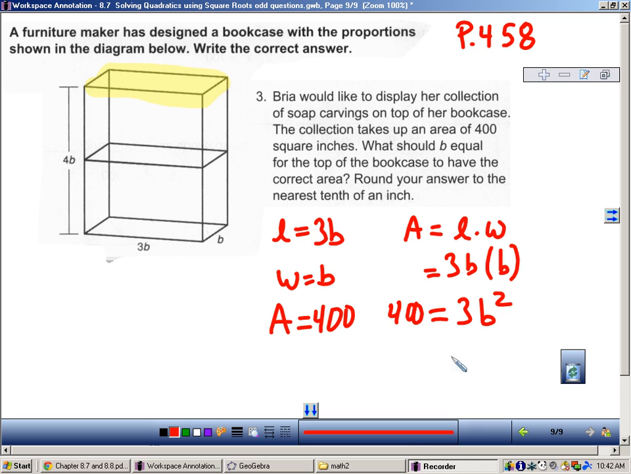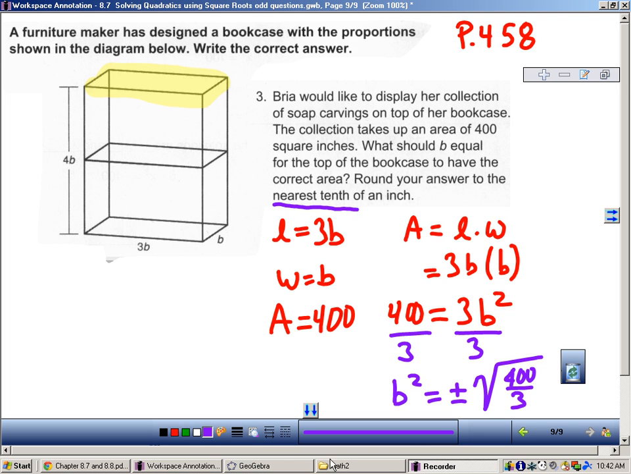And so let's solve. Divide by 3. And so b squared equals 400 divided by 3, so b equals plus or minus the square root of 400 divided by 3. Now again, we can find an exact answer by simplifying this ratio using radicals, using the quotient property. But what I'd like to do now is just use our calculator to find the answer to the nearest tenth.